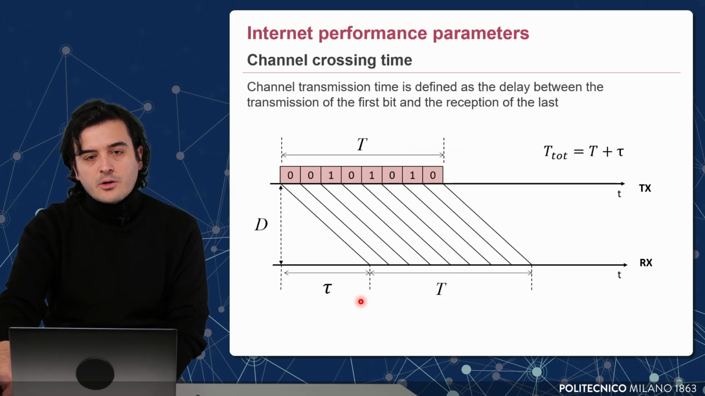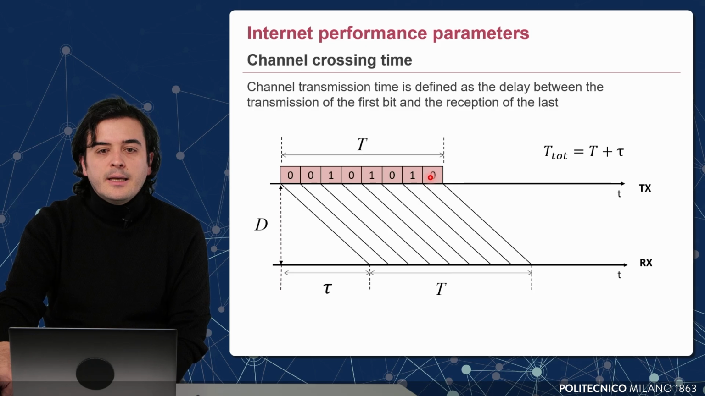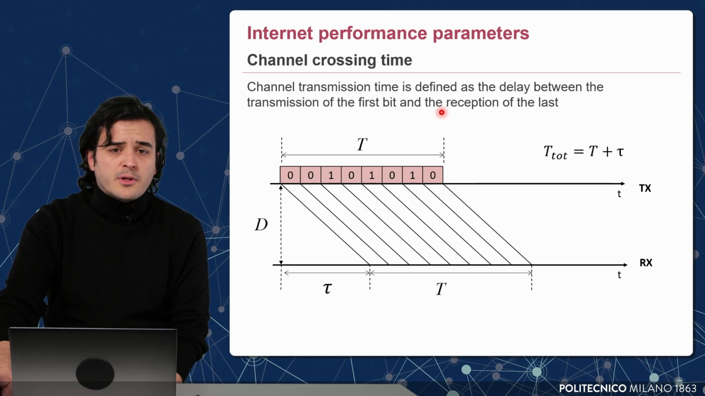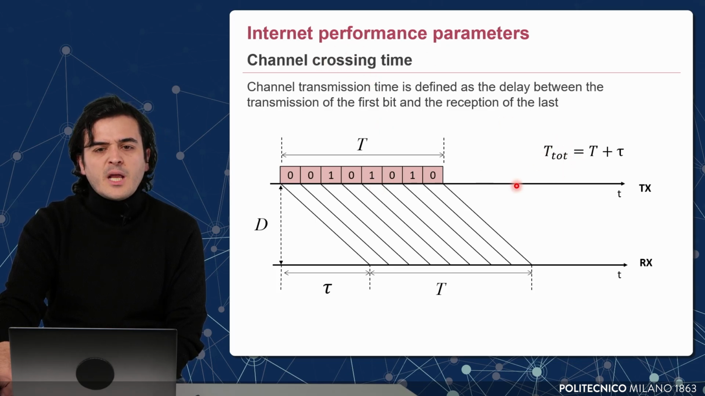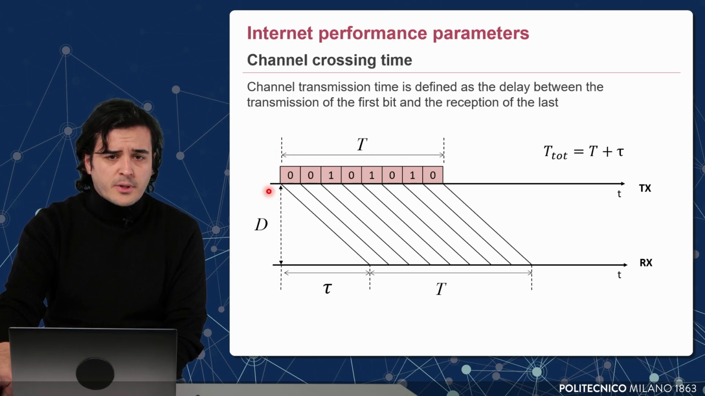The channel crossing time, in turn, is defined as the time or the delay between the transmission of the first bit and the reception of the last bit. For example, the total time, which we have expressed here as t dot, which represents the channel crossing time, is the sum of the time which it takes to transmit all the bits and the tau, or the propagation delay, to transmit the bits from the transmitter to the receiver.